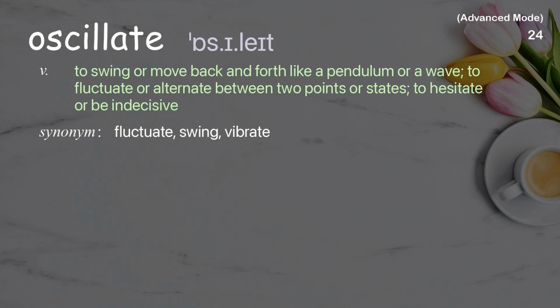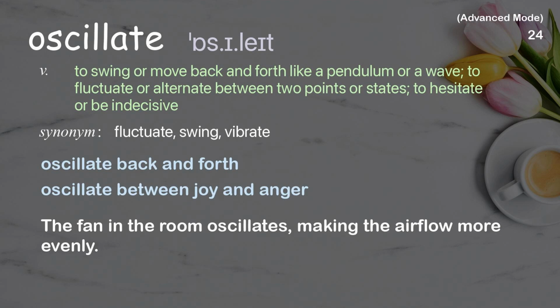Oscillate. To swing or move back and forth like a pendulum or a wave, to fluctuate or alternate between two points or states, to hesitate or be indecisive. Examples: Oscillate back and forth. Oscillate between joy and anger. The fan in the room oscillates, making the airflow more even.